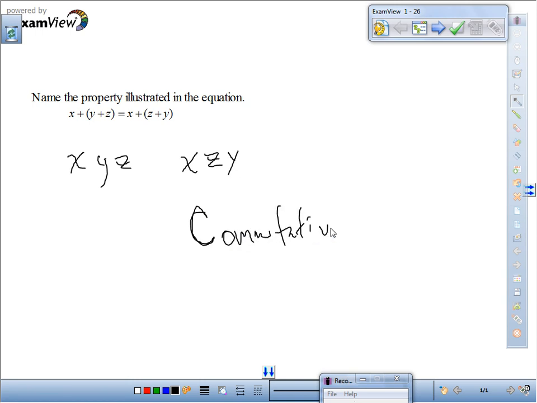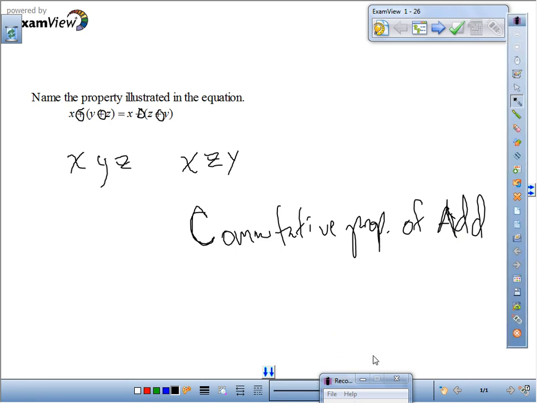Commutative property. Once you have that down, you need to go back and circle the operation throughout. What was the operation throughout? Addition. So therefore, you're going to write commutative property of addition. If you just write commutative property, I'm going to mark it wrong. Make sure you get the operation correct.